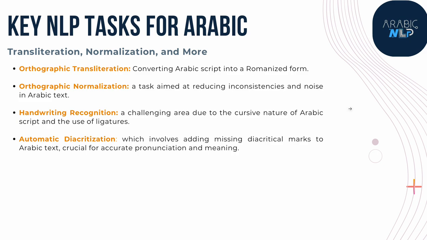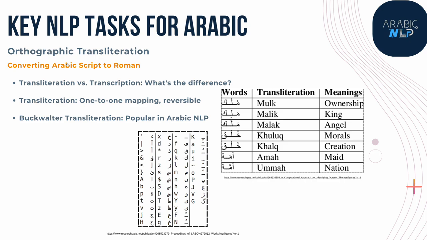Okay, so first let's talk about orthographic transliteration, which involves converting Arabic script into Roman script in a way that each Arabic character corresponds directly to a Roman character. Okay, so as you can see in this example, this differs from transcription, of course, which focuses more on representing the sounds of the language. So in transliteration, each letter has a specific Roman equivalent, making the process fully reversible.